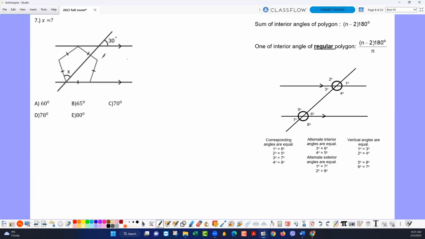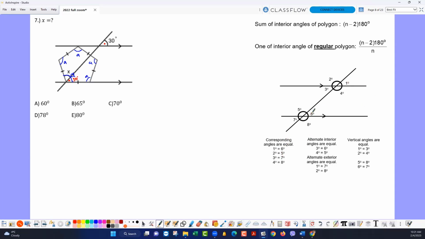One of the interior angles, because all the interior angles are equal to each other. If I say this is A, this is also A, and this is A, and here too. Since these are parallel, this angle and this angle, let me show with a different color, they are equal to each other. This is also 30 because they are called corresponding angles in English.